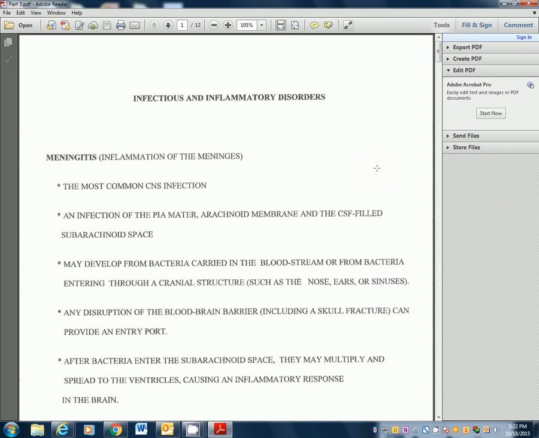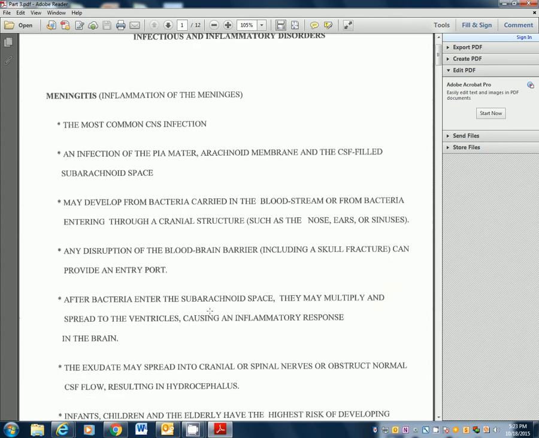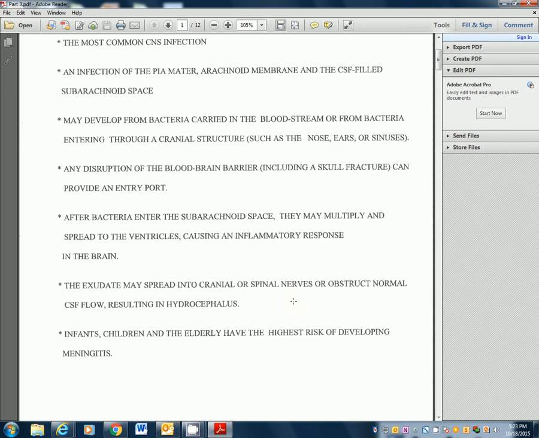An infection can occur in the cerebrospinal fluid when it becomes filled in the subarachnoid space and becomes infected. It may develop from bacteria that's carried in the bloodstream, or it can enter through a cranial structure such as the nose, the ears, and the sinuses. So it can start out with an infection like that and become meningitis. Any disturbance in the blood-brain barrier, including a skull fracture, can cause an injury port as well. After the bacteria enters the subarachnoid space, they can multiply and spread to the ventricles, causing the inflammatory response. The exudate then will spread into the cranium and the nerves and obstruct the flow, resulting in hydrocephalus, the communicating type.